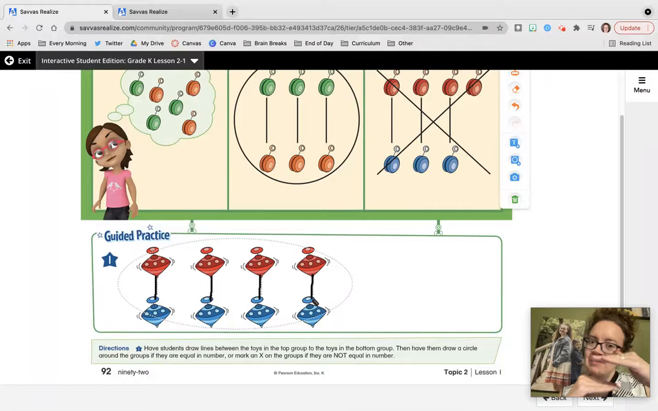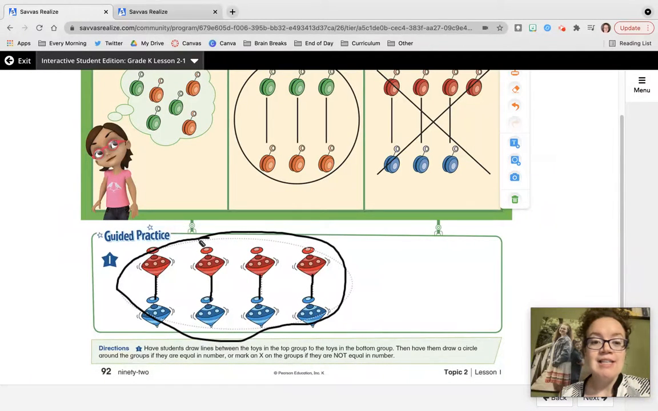Are they equal? Do we have any yo-yos that are extra that don't have a line? We don't. They all have a line, so they are equal. So we are going to circle all of the tops because they are equal. Nice work. I will wait for a moment and make sure that everyone drew the lines. Did everyone circle to show that they are equal? And the guest teacher can pause the video if we need more time. Turn your page over.